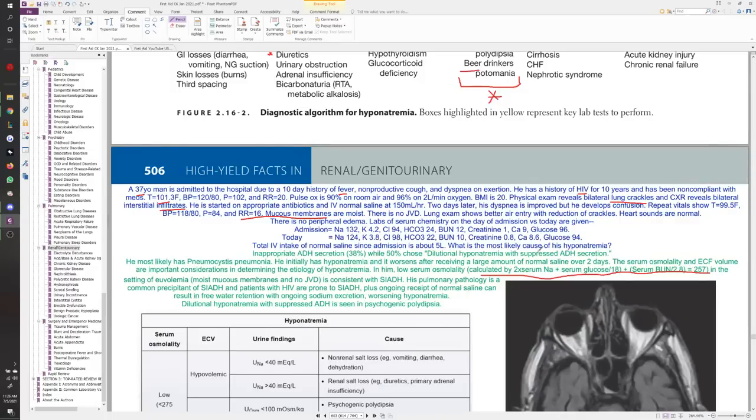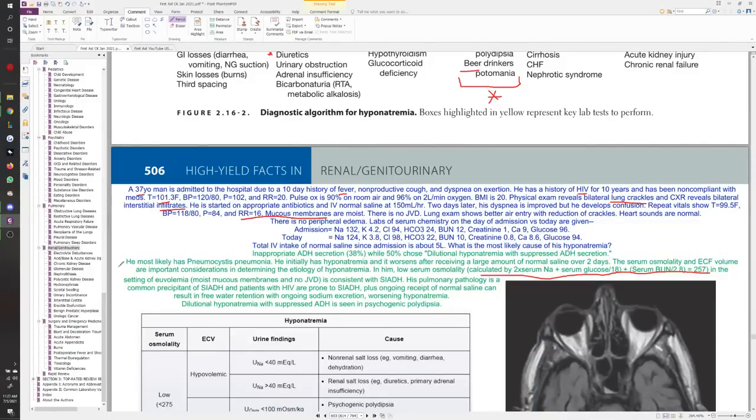Now, both of these answer choices are water retention, right? Inappropriate ADH secretion, which is SIADH, or a dilutional hyponatremia that caused the person to become very diluted with a lot of water, so that suppressed their ADH. A story that you can easily become convinced by and pick. He most likely has pneumocystis pneumonia, which was pretty obvious from his HIV and lung crackles. He initially has hyponatremia, and it worsens after receiving a large amount of normal saline over 2 days.